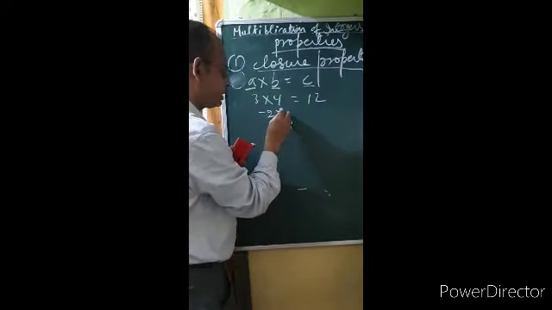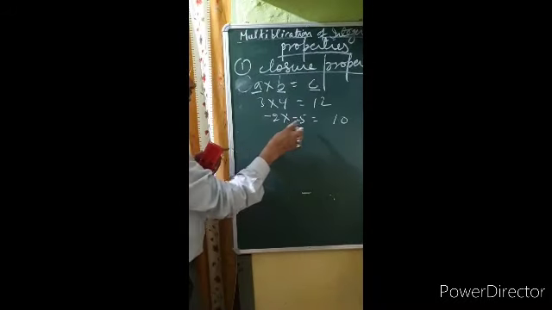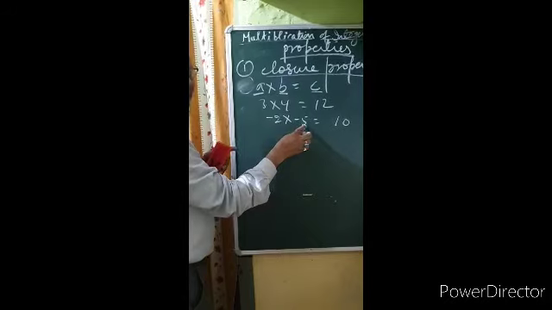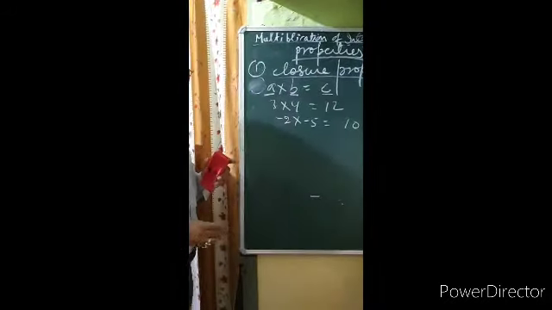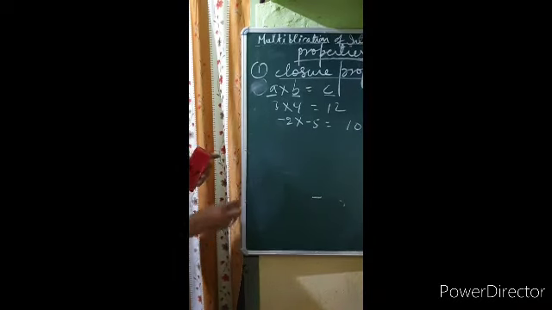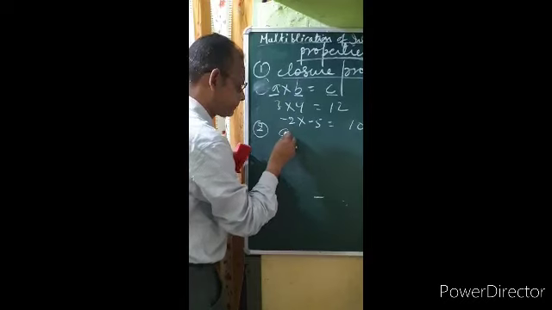Minus 2 into minus 5 will give you plus 10. Minus 2 and minus 5 are integers, and the answer is also an integer. So closure property is true in case of integers. Number 2 is commutative property.